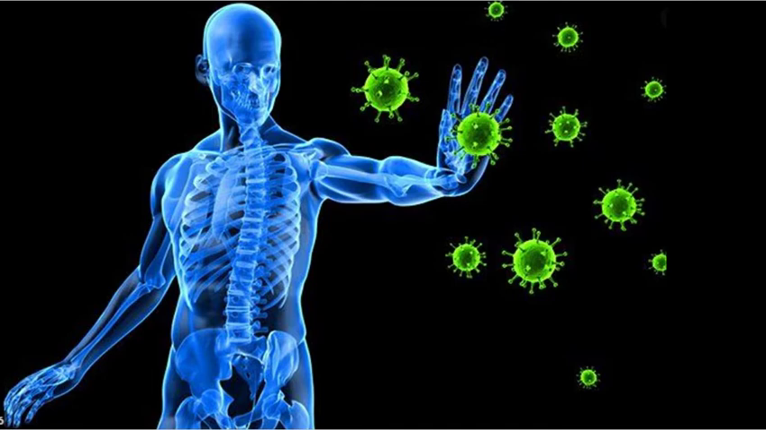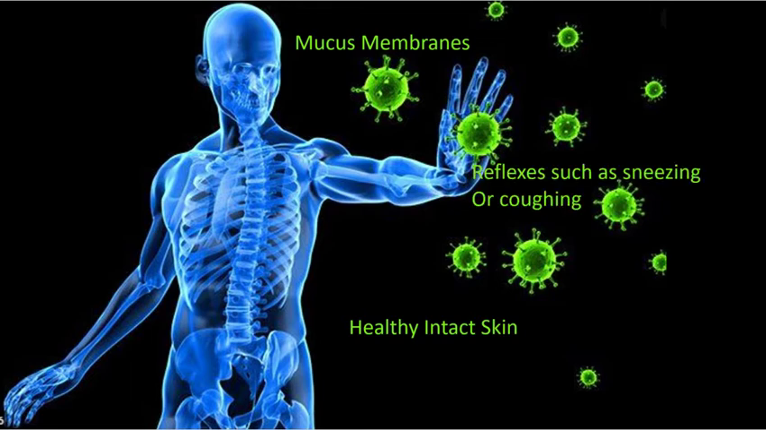The body has many natural defenses against infection. Healthy, intact skin and mucous membranes help to prevent microbes from entering the body. Mucous membranes are sticky, moist membranes that line the respiratory, genitourinary, and digestive tracts. Reflexes, such as coughing and sneezing, help to expel microbes from the body. And finally, white blood cells carried in the blood are able to destroy pathogens that enter the body. These natural defense mechanisms help to keep us healthy.